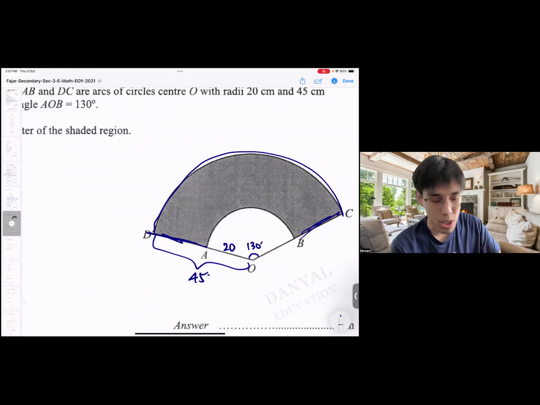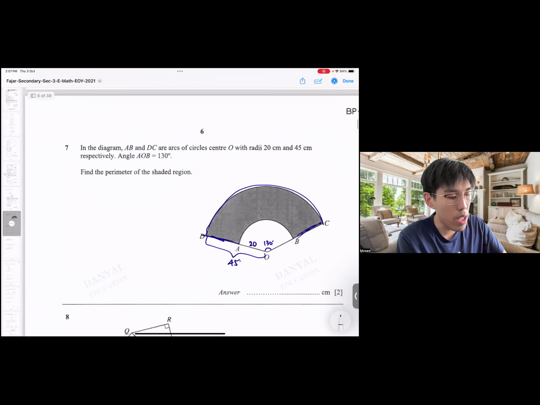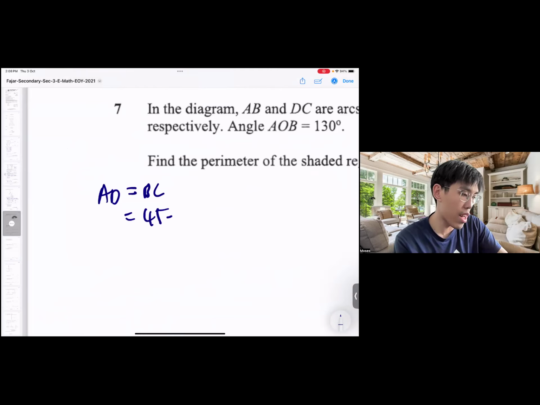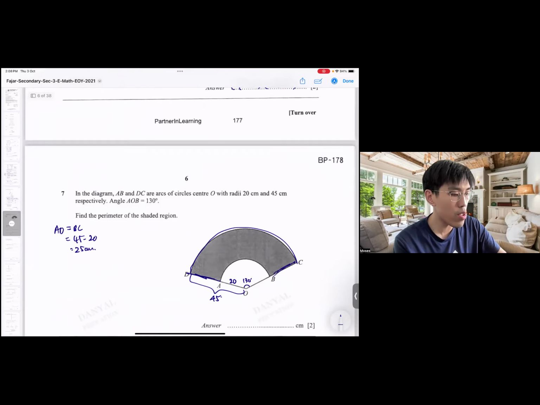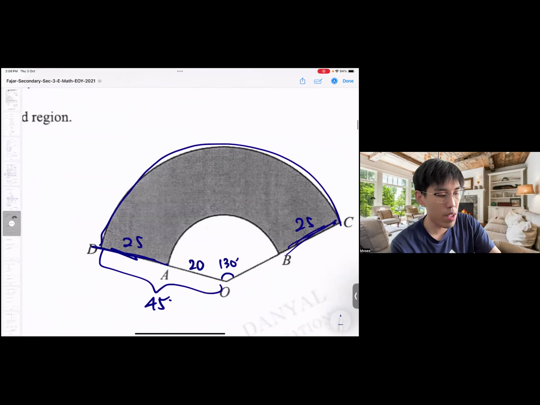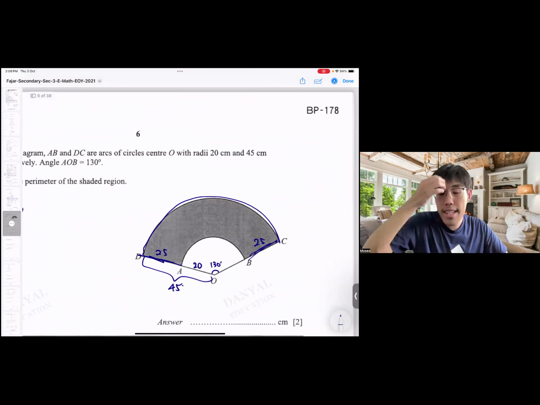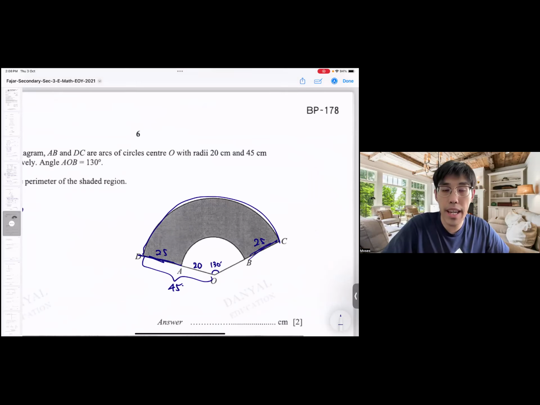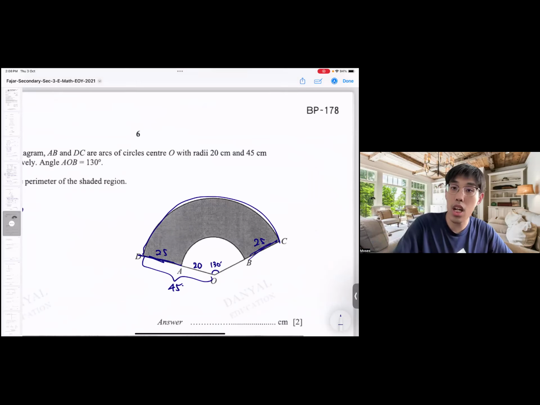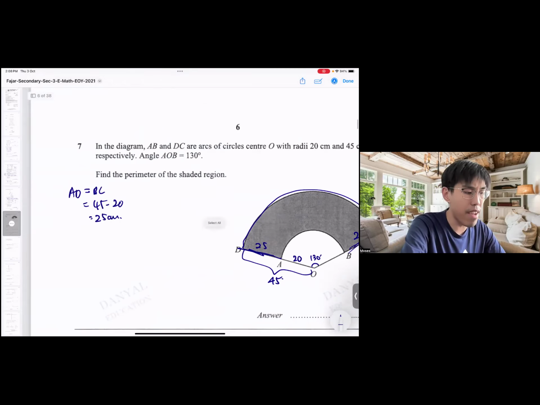Quite straightforward actually. So number one, we can find AD and BC. AD equals BC equals 45 minus 20 equals 25. This one is quite straightforward, because that means this is 25 and this is 25. At the same time, we can also find the two fan-shaped arcs, which are at the angle of 130 degrees. So in order to find the perimeter, it's actually very, very straightforward.